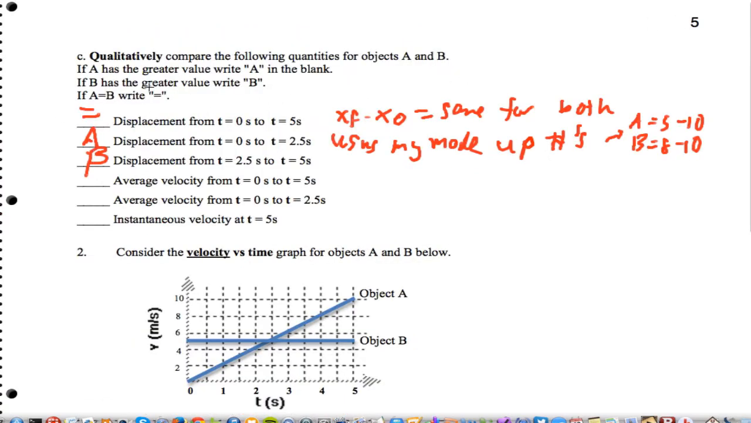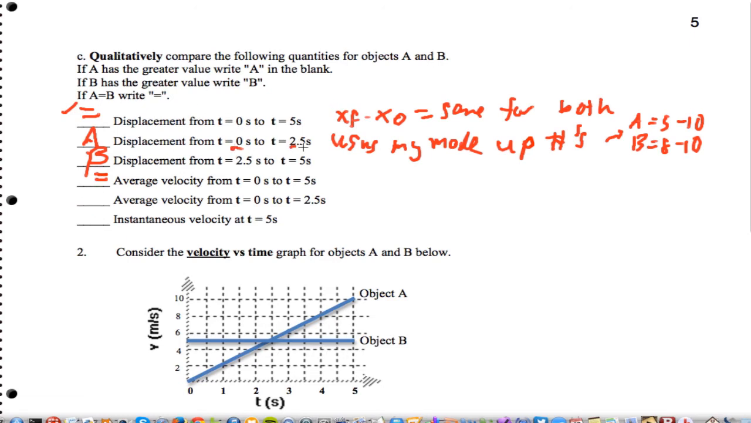Now, we want to compare the average velocity. There's actually a trick to this. The way you compare average velocity is you take the displacement and divide it by time. And the time's the same for each object. So what that means is it's equal here, because it was equal for the displacement. Whatever answer you get for the displacement is going to be the same for the average velocity.